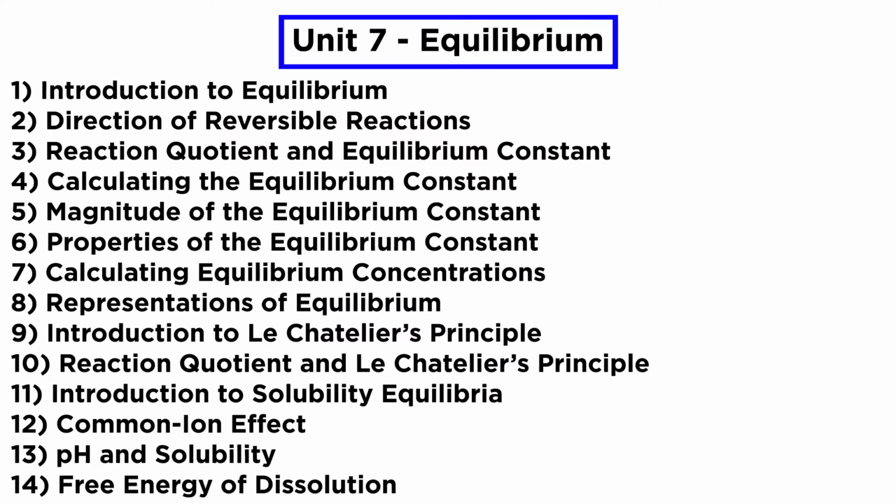Welcome to Unit 7 review. In this unit, we will be learning about equilibria, which are systems in which there is both a forward reaction and a reverse reaction. Specifically, we will discuss details regarding equilibria and reversible reactions, reaction quotients and equilibrium constants, equilibrium concentrations and associated calculations, Le Chatelier's principle, solubility equilibria, the common ion effect, pH, and free energy of dissolution.